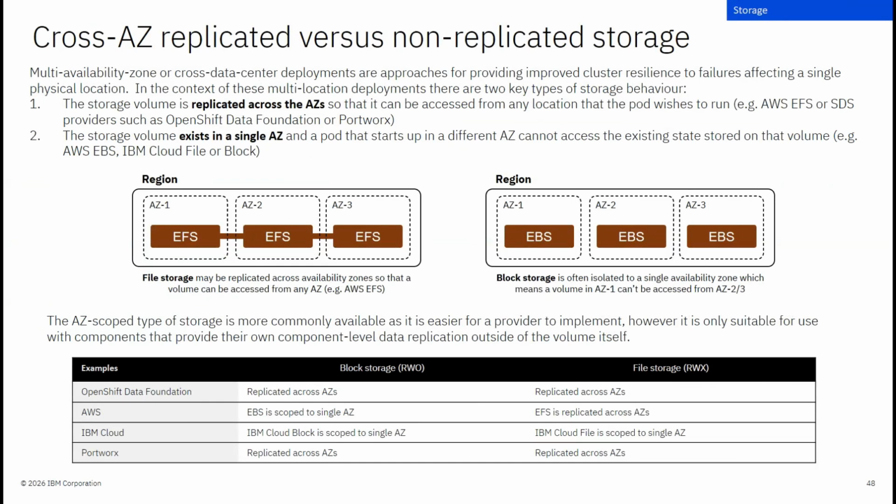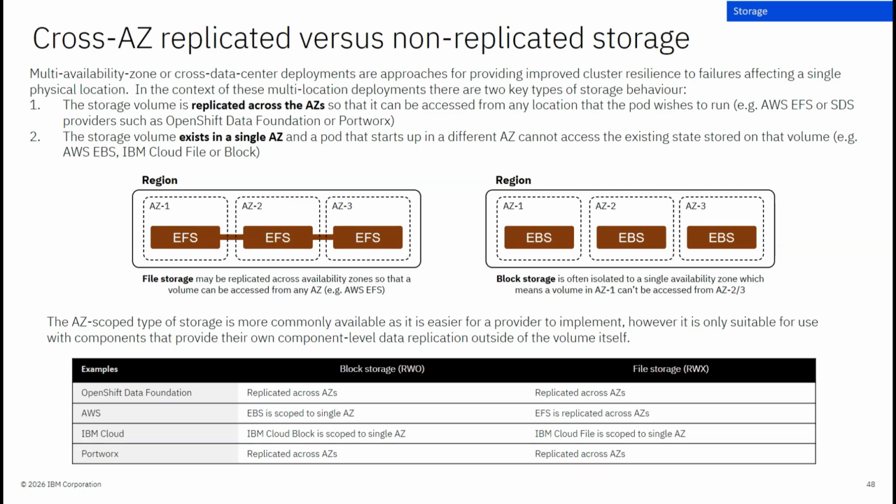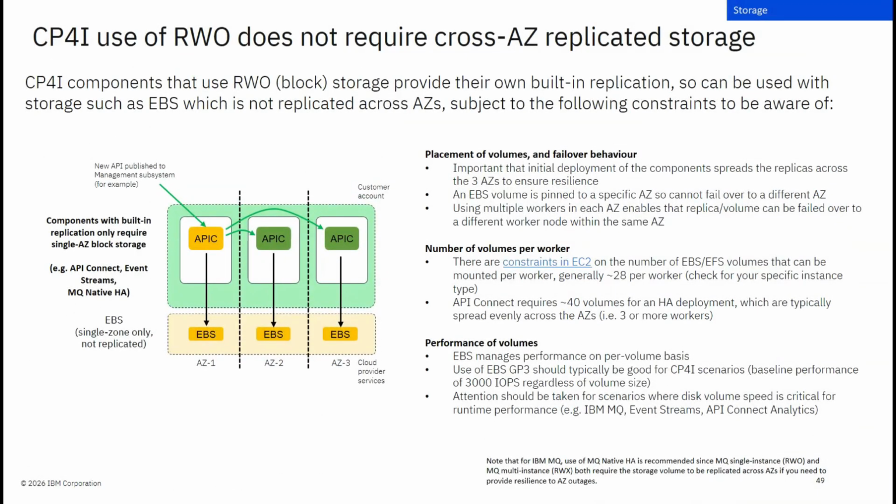Storage replication across availability zones is crucial for resilience. Customers choose between single AZ block storage and cross-AZ replicated file storage, depending on component-level replication. CP4I components with RWO storage provide their own replication, allowing use of single AZ block storage. Initial deployment spreads replicas across zones for resilience.